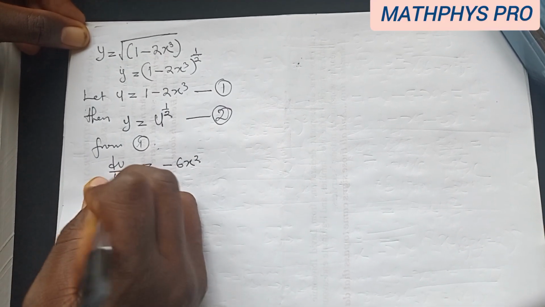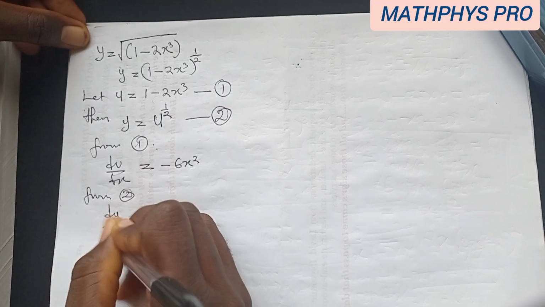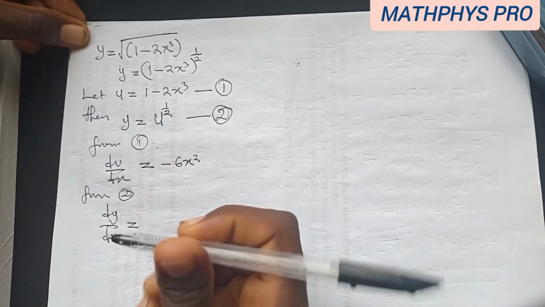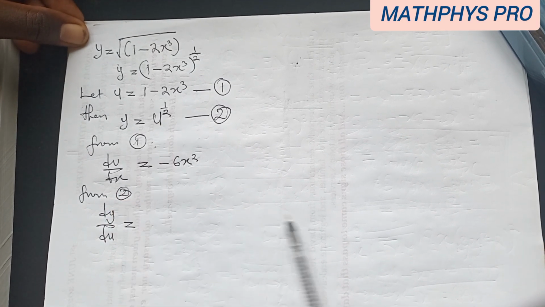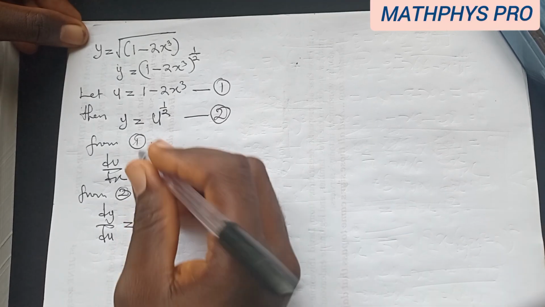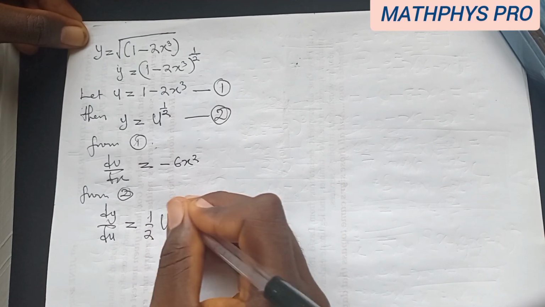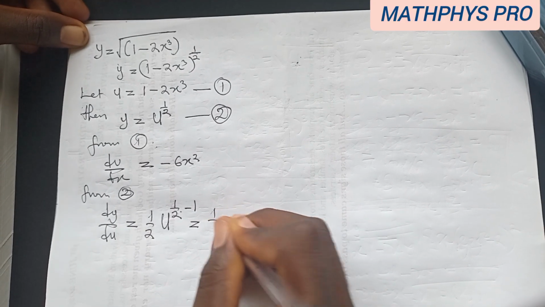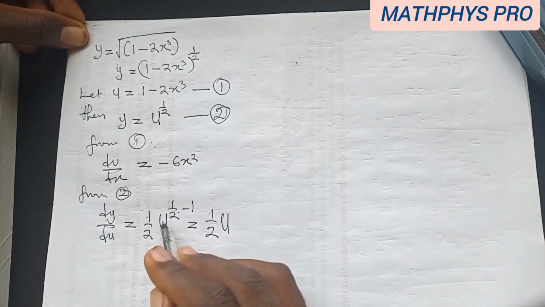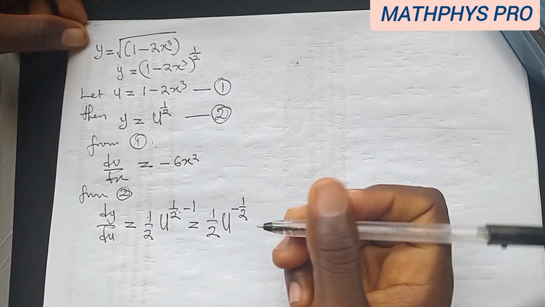So now, from equation 2, we can say that dy du will be equal to, if you differentiate u raised to power 1 over 2, you have 1 over 2 times u raised to power 1 over 2 minus 1. Now 1 over 2 minus 1 is minus 1 over 2. So we have 1 over 2 u raised to power minus 1 over 2.